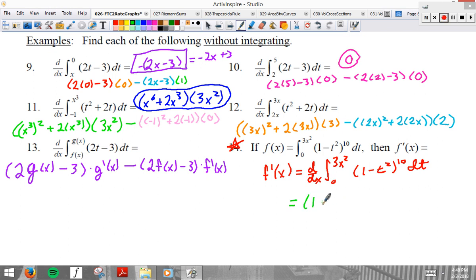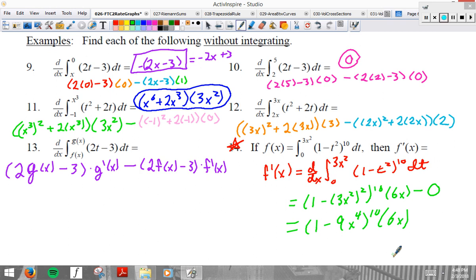Plug in the top bound. Careful use of parentheses here would be rewarded. Notice there's 2 squares going on. Times the derivative of the top bound, which is just 6x, minus, and now I'll use this trick. Yes, I would plug in 0, but then I would also multiply by the derivative of 0. So minus 0. Just to show off exponent skills, just to be clear, we'd square the 3, we'd square the x squared. That would be an alternate answer.